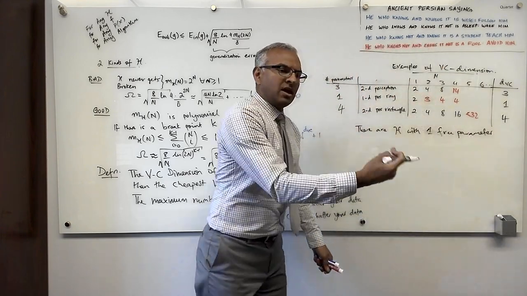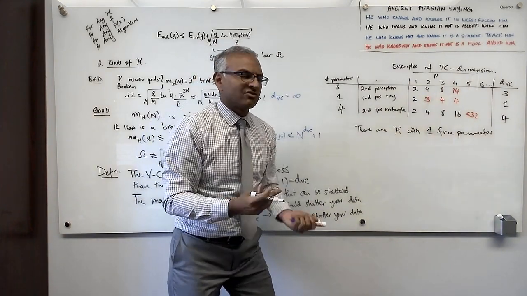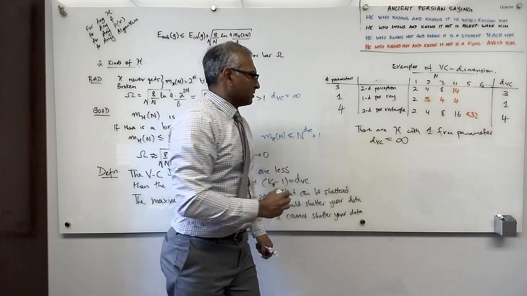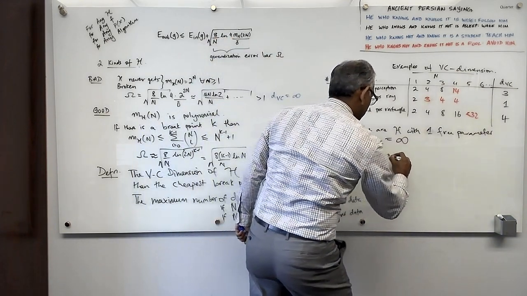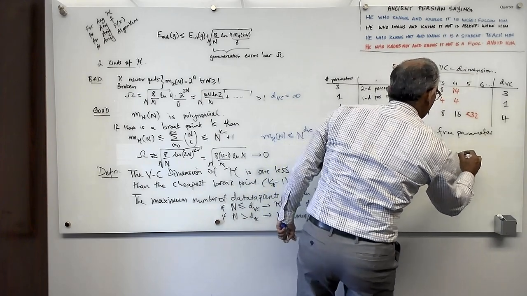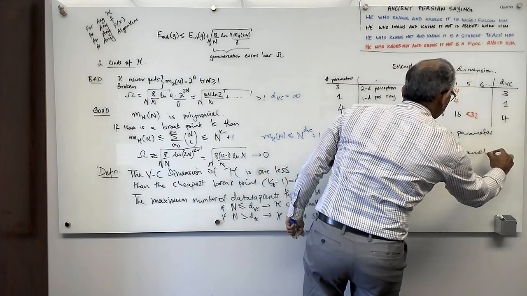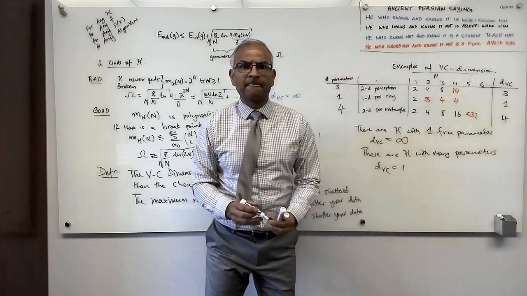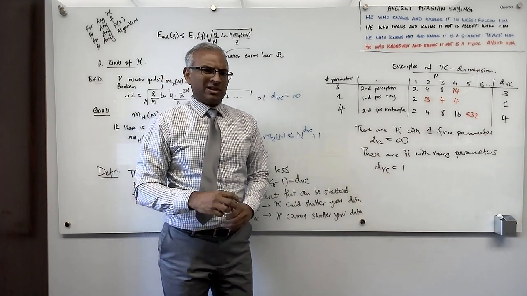So in other words, to pick a hypothesis from that hypothesis set, you just specify one parameter, but DVC is infinity. Okay, there are H with many parameters, and DVC is one. Okay, and you might wonder, well, how is this possible?